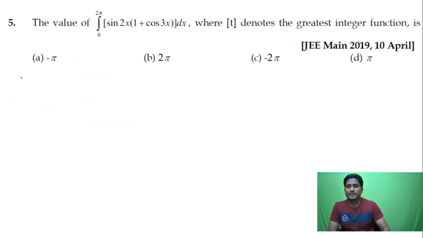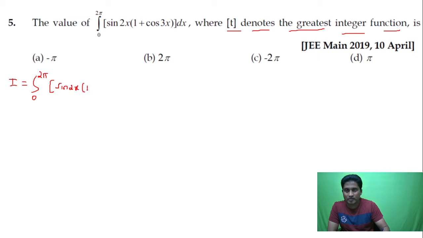Okay, now listen. I is equal to the integral 0 to 2 pi. This is box, it's mentioned here: box x denotes greatest integer not exceeding x. So this is equal to box of sine 2x into a bracket, 1 plus cos of 3x, and then dx. Call equation 1.